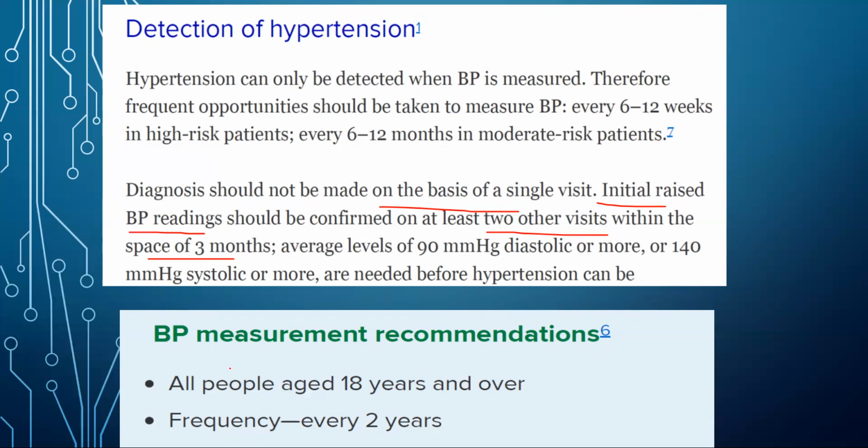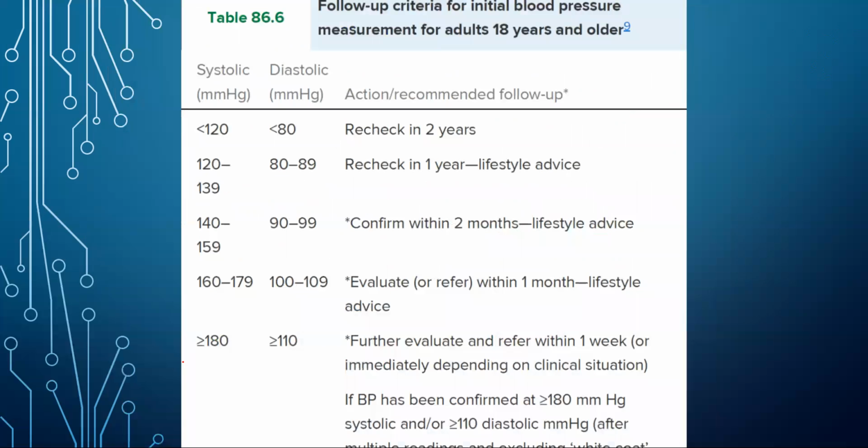What is the recommended screening of blood pressure in normal population? Everyone aged 18 years and over, at least every 2 yearly, should check their blood pressure. This comes in exam, so remember it.